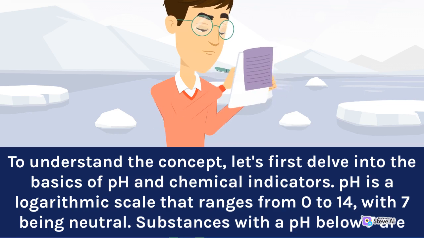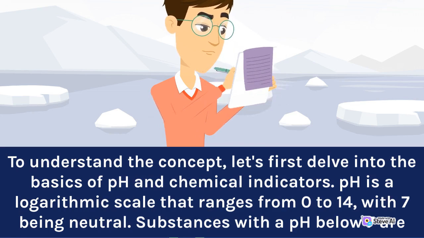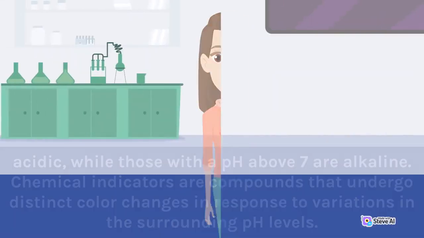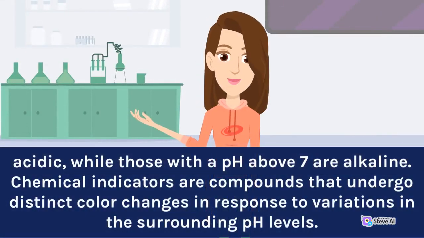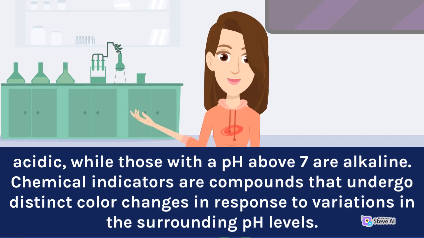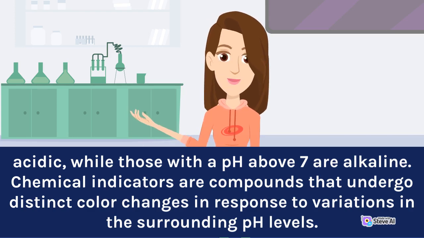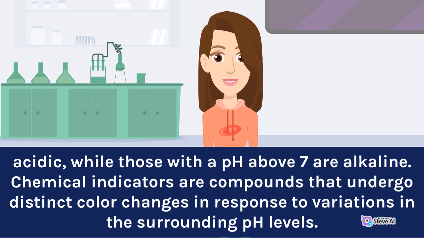pH is a logarithmic scale that ranges from 0 to 14, with 7 being neutral. Substances with a pH below 7 are acidic, while those with a pH above 7 are alkaline. Chemical indicators are compounds that undergo distinct color changes in response to variations in the surrounding pH levels.